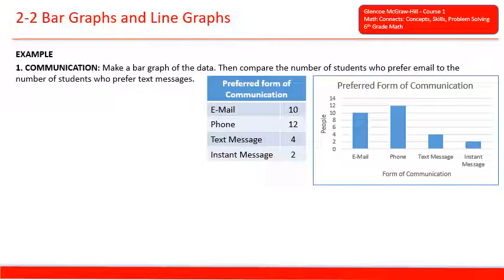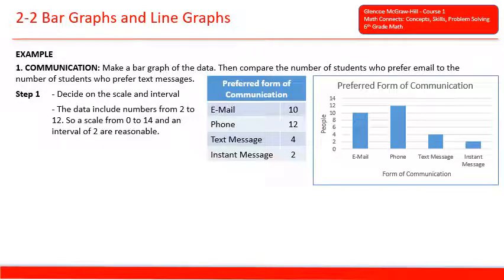That's the 4 different forms. And then up the side, beside the numbers on the vertical axis, it says people. Right, so that tells us that 2 means there are 2 people. So step 1, decide on the scale and interval. So that's been decided. Notice that these are all multiples of 2. So that was an easy one to decide.